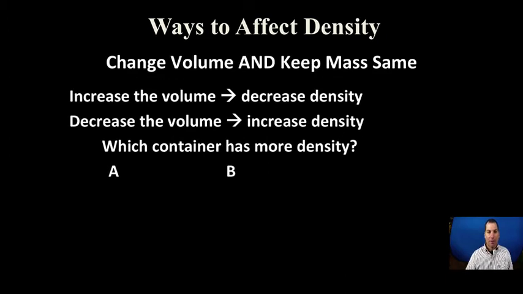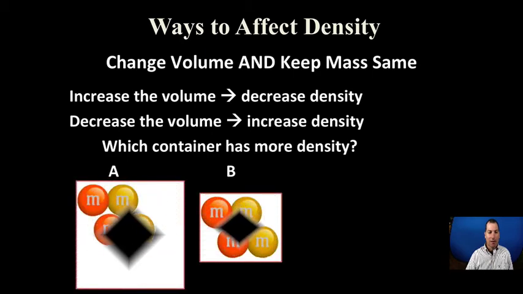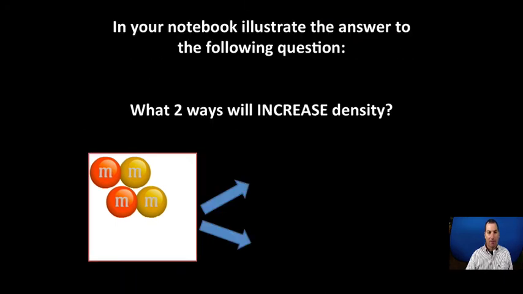Same thing. How about now? Let's change the volume. Keep the mass the same. On our containers here now, you can see that container B is less volume. However, we have the same number of M&Ms, 4 in each. So therefore, letter B is more tightly packed because it has been in a smaller volume. So therefore B would have a greater density.